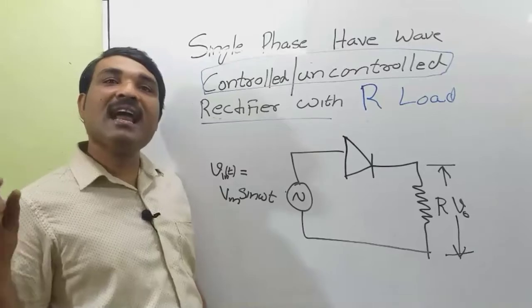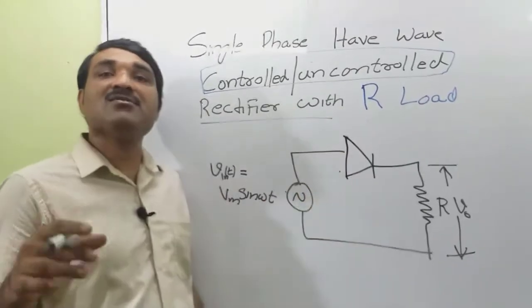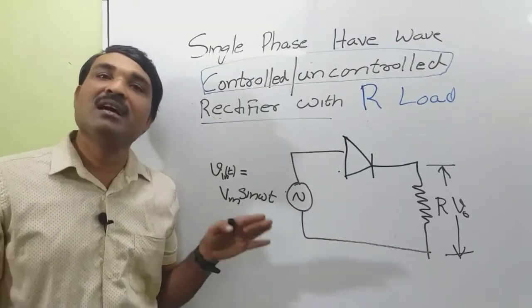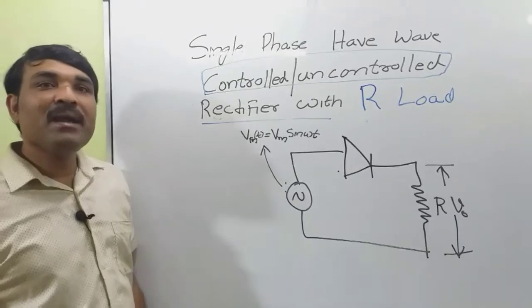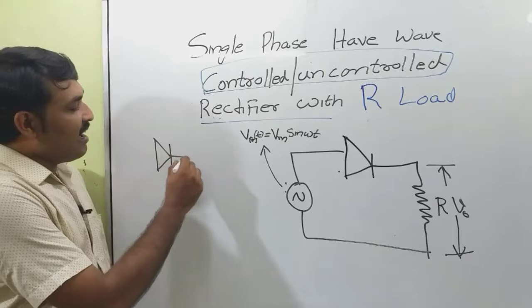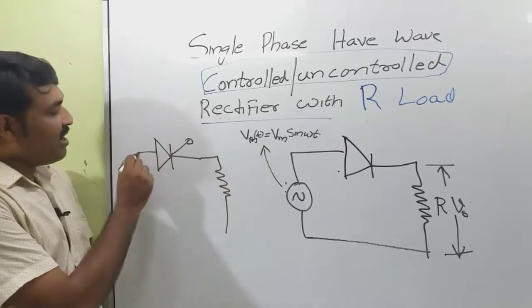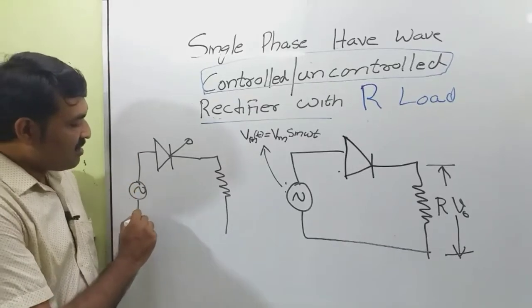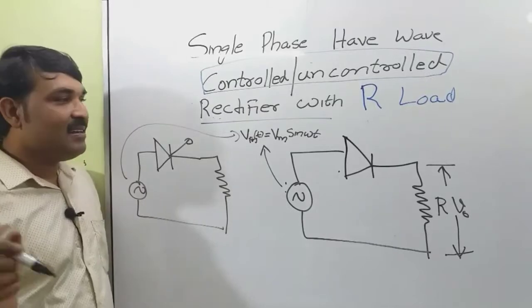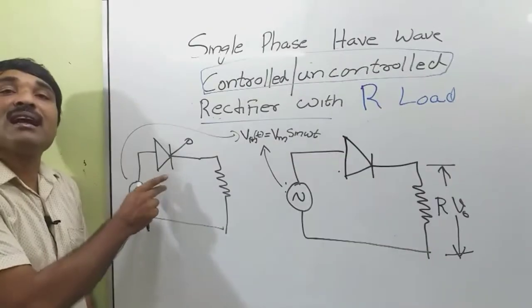And by assuming the diode is ideal, during the positive half cycle, the diode is in forward biased condition, and during the negative half cycle, the diode is in reverse biased condition. And by making use of a thyristor circuit, we have a thyristor and a resistive load, and we have an input or source voltage that is the same, Vm sin omega t. This is an example of an uncontrolled rectifier, and this is a controlled rectifier.